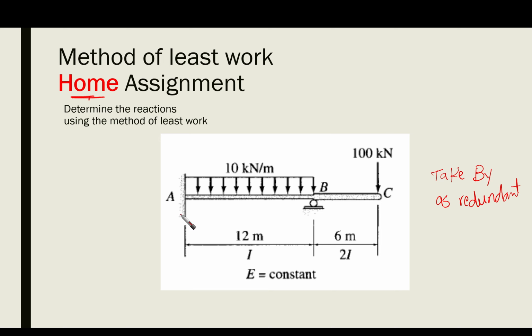Okay, fixed here. There is a support here. 3 unknowns here. You can take B as the redundant, and you can continue by yourself. Okay, determine the reactions using the method of least work. So determine all the reactions based on the least work.